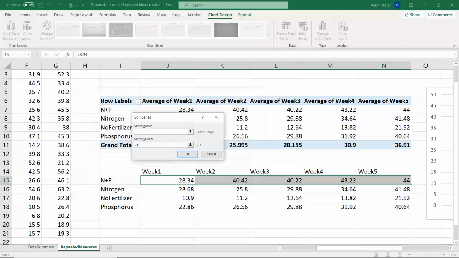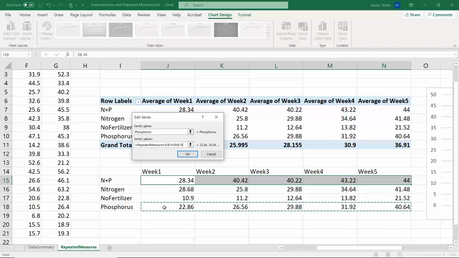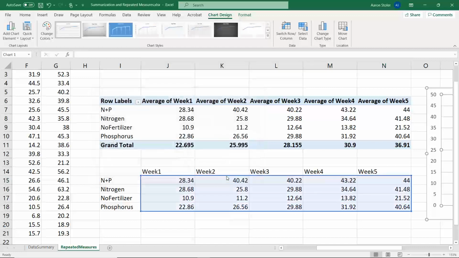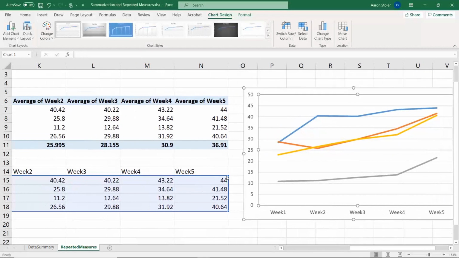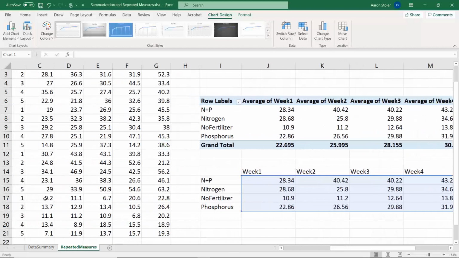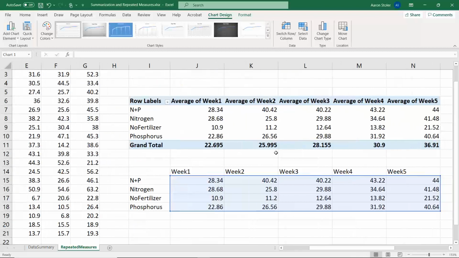And our series values for phosphorus are going to be J18 to N18, like that. And click OK, scroll over, and voila, we have a repeated measures style graph. Now you might notice that it did reorder the treatments here, and that's because it's just doing it in alphabetical order.